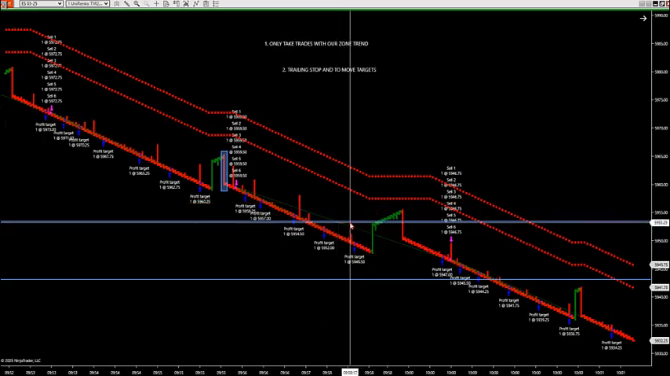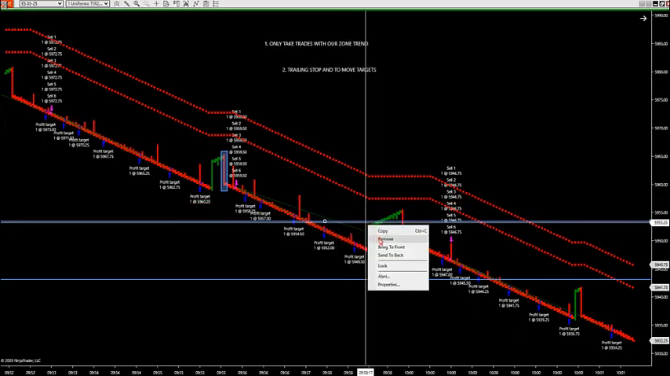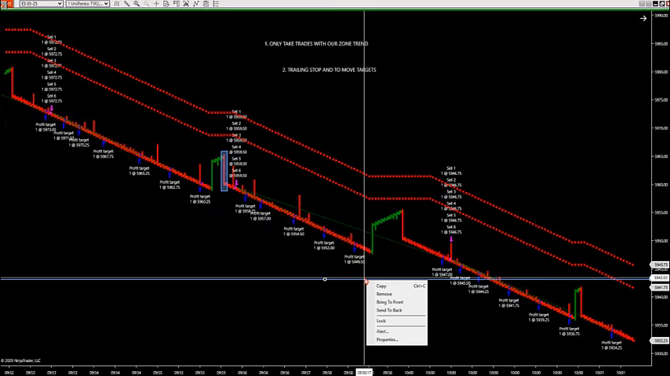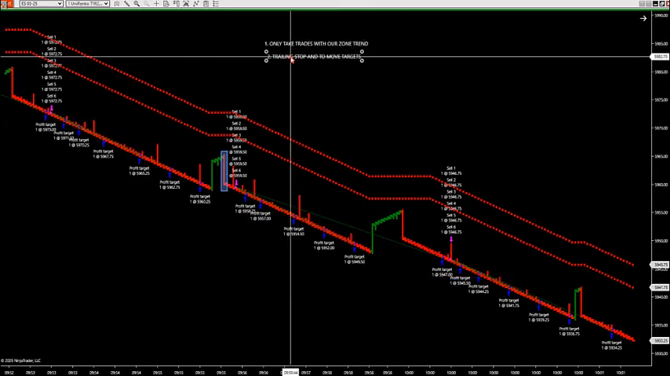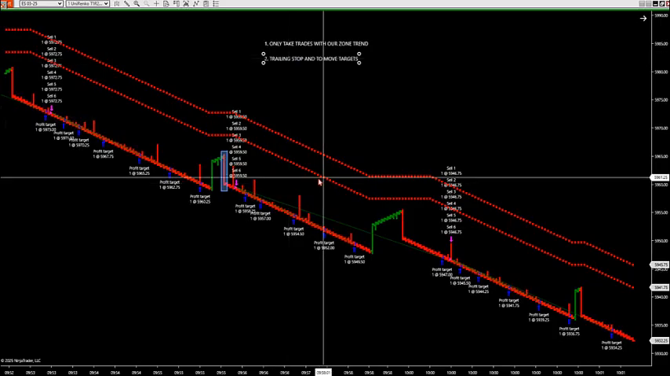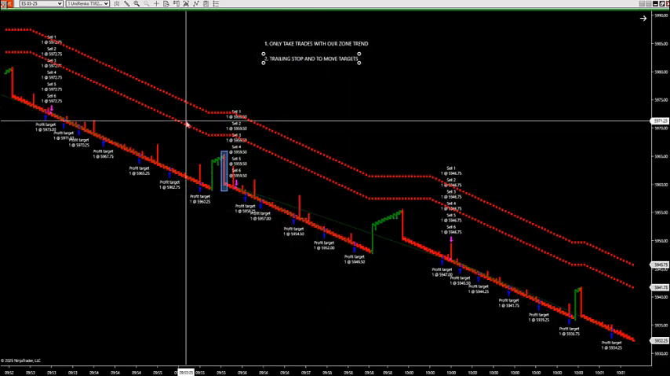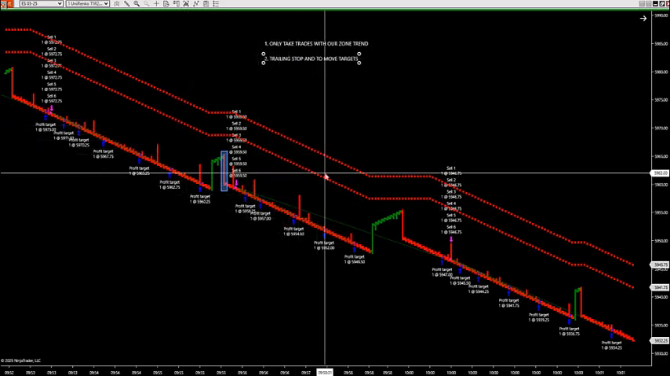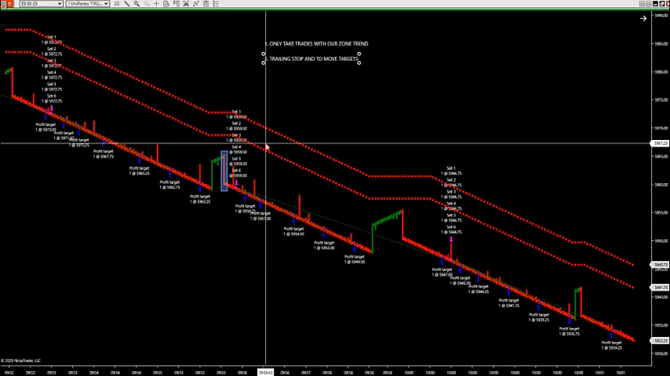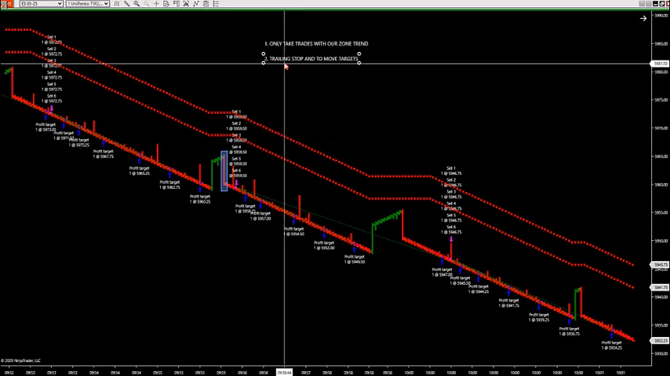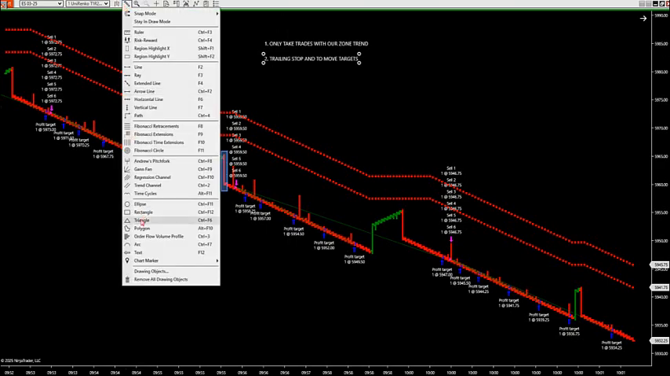So that's another big addition, that we have trailing stops now on the strategy. You can adjust. It will automatically come on top of your chart. So you can add the strategy on top on a blank chart. It will show your zones first automatically. It will only take trades with the zone trend. If it's red, it's only going to take shorts. If it's green, it's only going to take buys. Then you got the trailing stop.